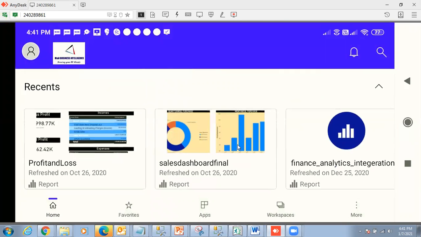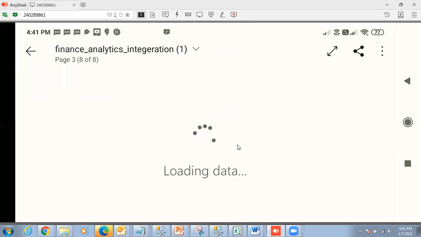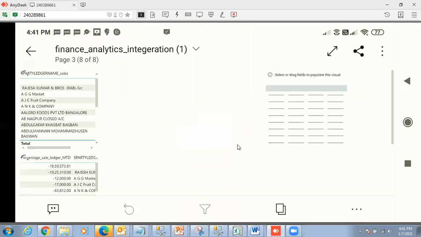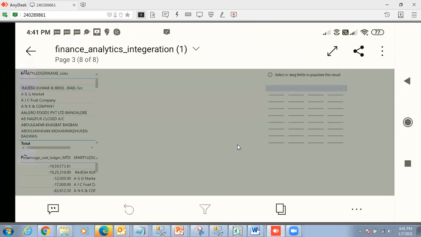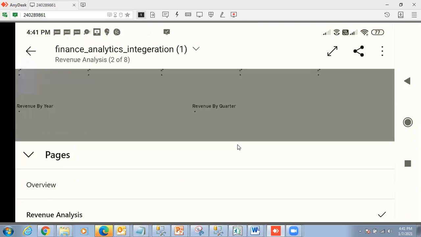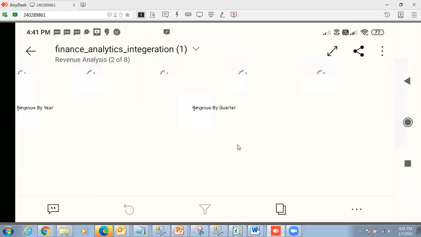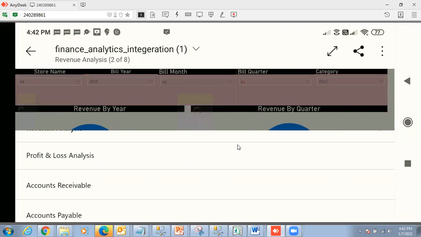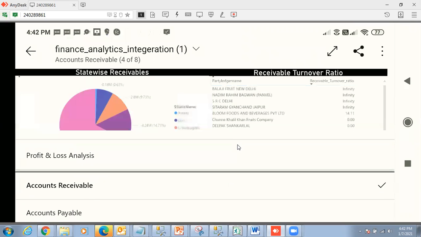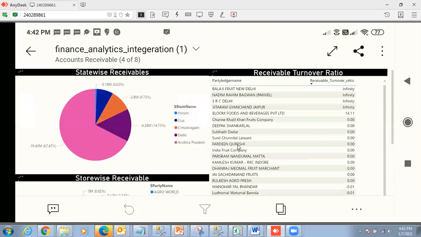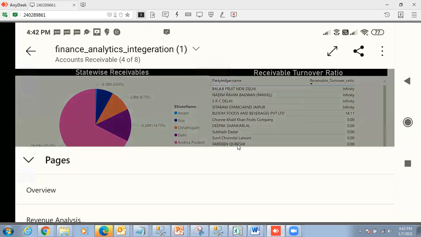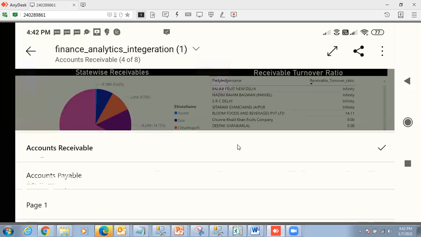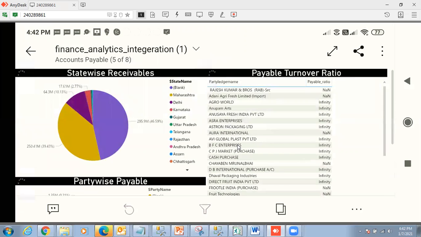Then finance integration one. This is the one which we are talking about. And you can see all the pages here. So I go here, revenue analysis, just 1 second. I go to revenue analysis. So you see on the Microsoft Cloud, even with very large data, the refresh times for the dashboards are very, very low. This is really, really fast, really, really easy. And the refresh times and reload times are very, very low, right?